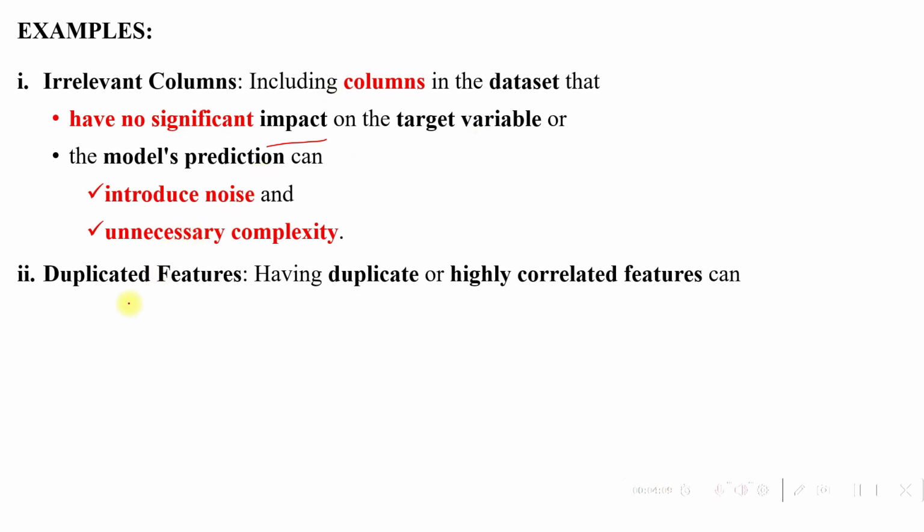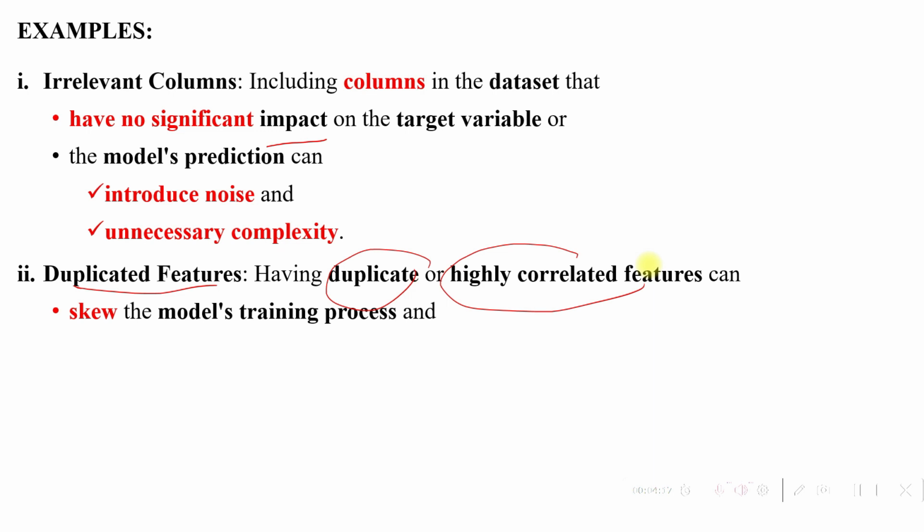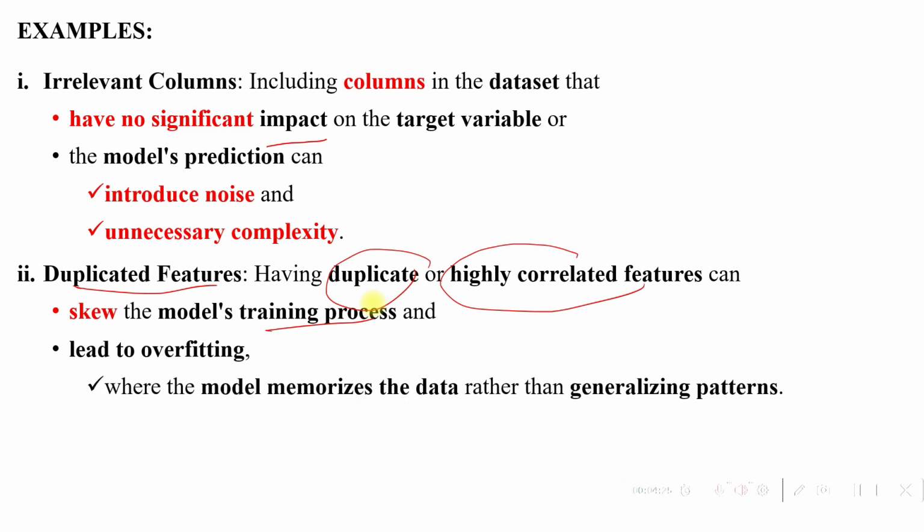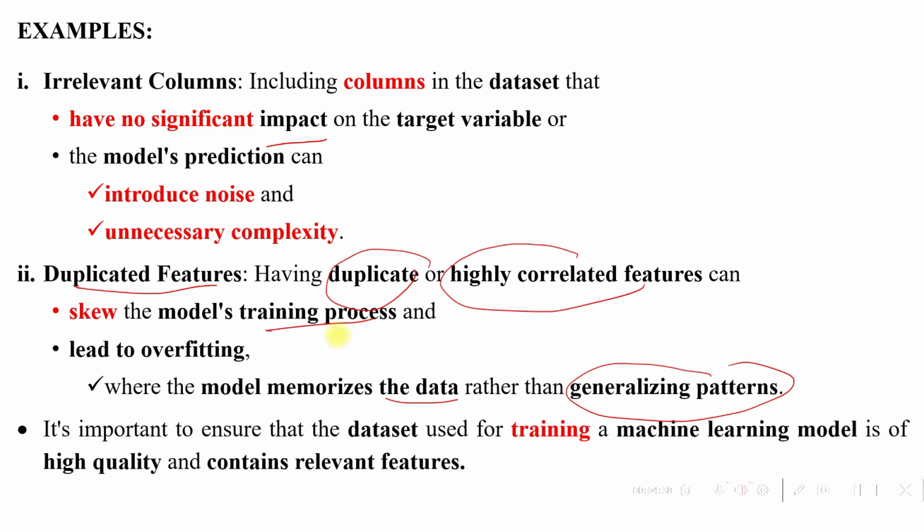And duplicate features. Having duplicate or highly correlated features can skew the model training process and lead to overfitting, where the model memorizes the data rather than generalizing the patterns. So due to this also you will get less performance.